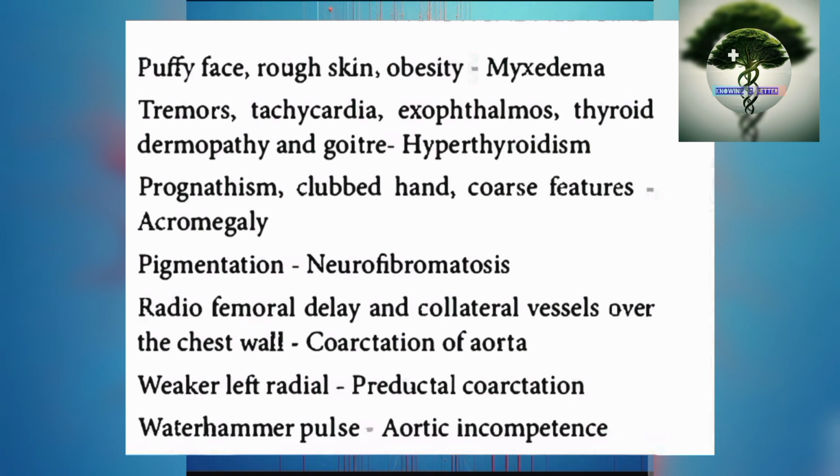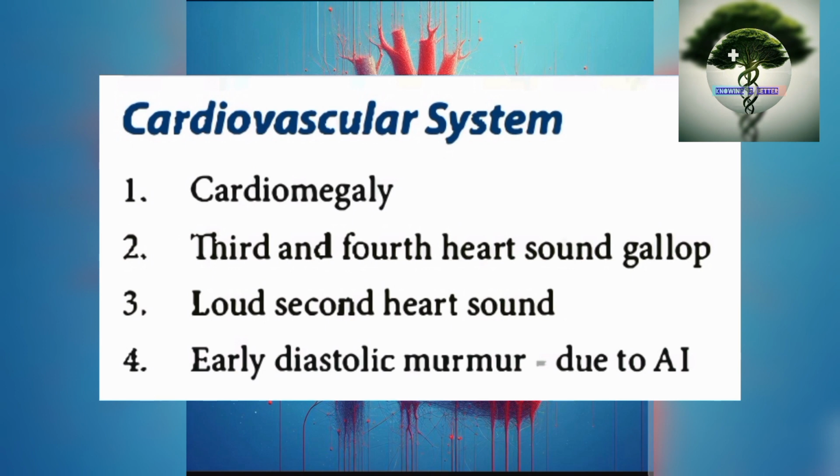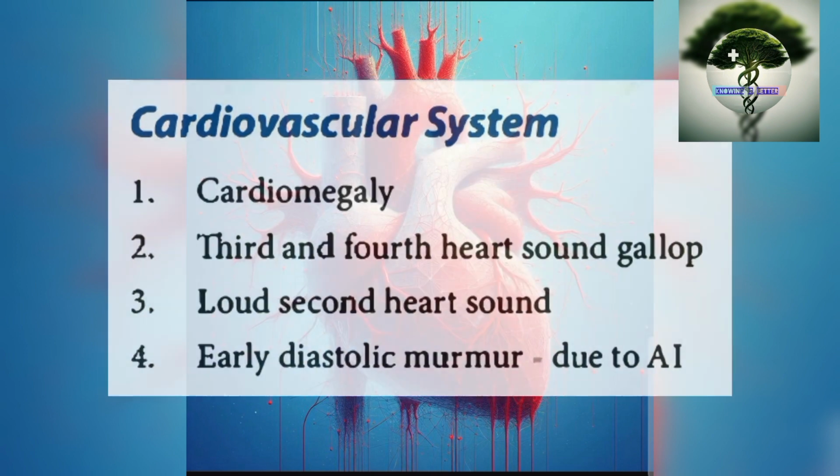In case of coarctation of aorta, we will get radiofemoral delay and collateral vessels over the chest wall. In case of preductal coarctation, we can get weaker left radial. And in case of aortic incompetence, a water hammer pulse. On cardiovascular examination, we will get cardiomegaly, third and fourth heart sound, loud second heart sound, and an early diastolic murmur due to aortic incompetence.